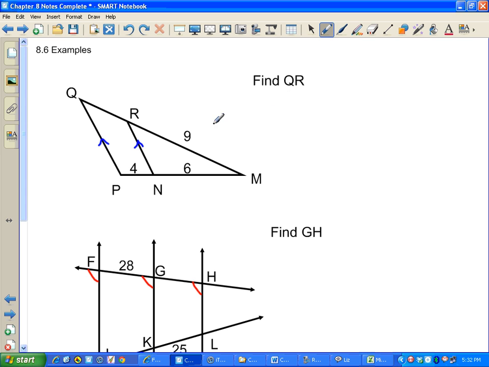All right, find QR. So I'm looking for this thing. I've got these parallel lines in here, so I know that since this line is parallel to this side, it's going to split these two other sides proportionally. So I could put 4 over 6, these two pieces, and that should equal whatever the question mark is over 9. When I cross multiply here, I'm going to get 36 equals 6 times something. So of course x is 6.